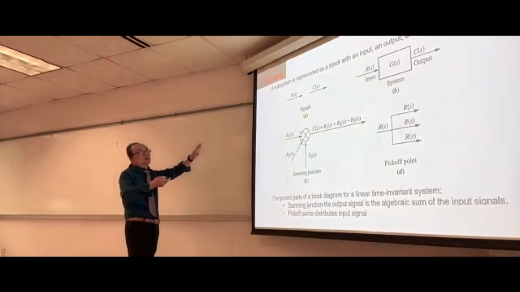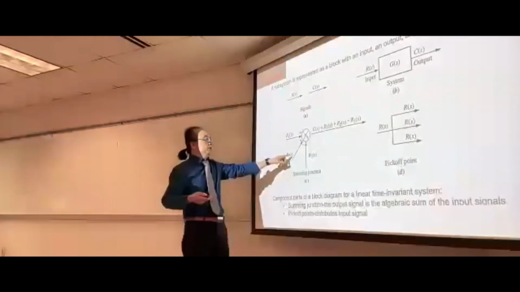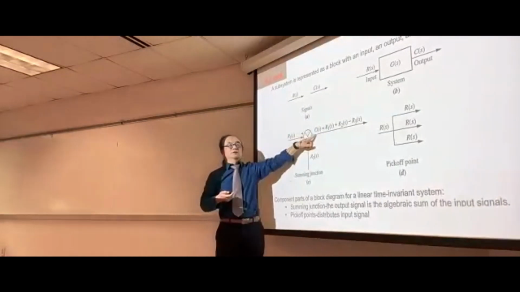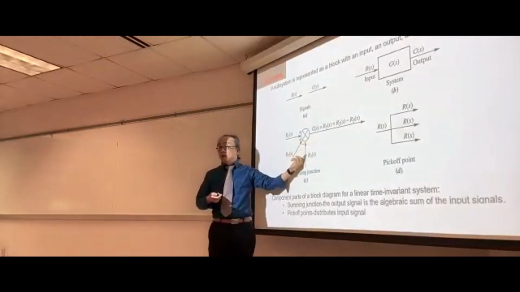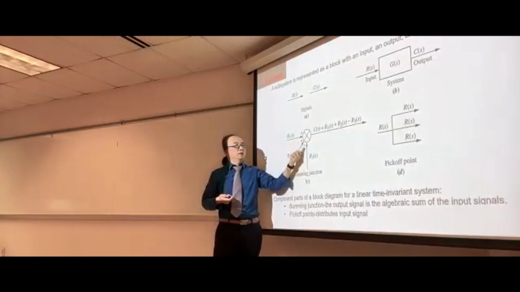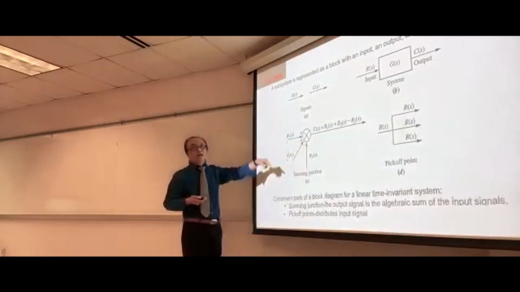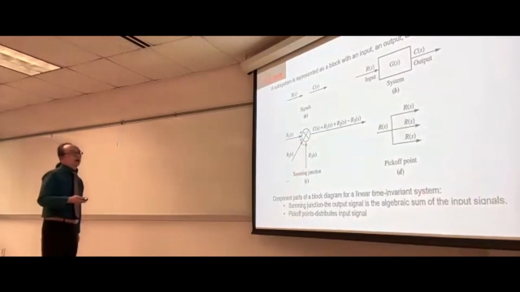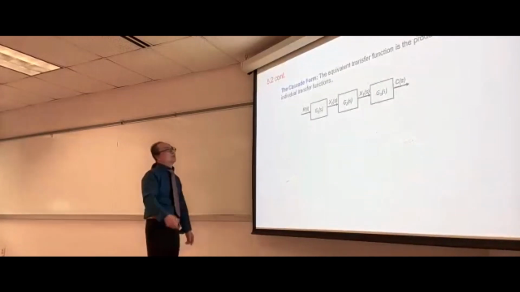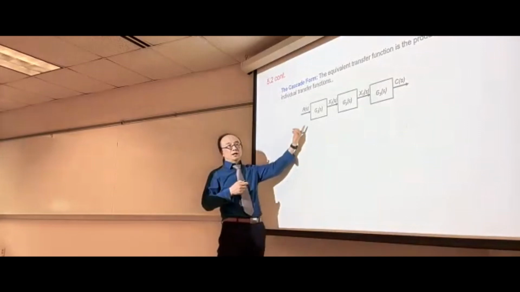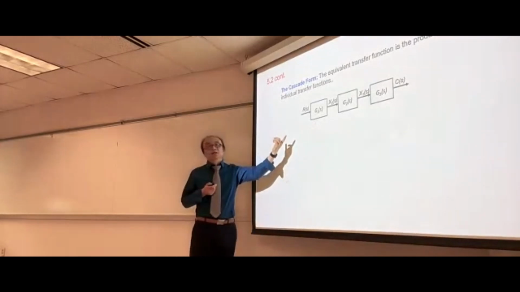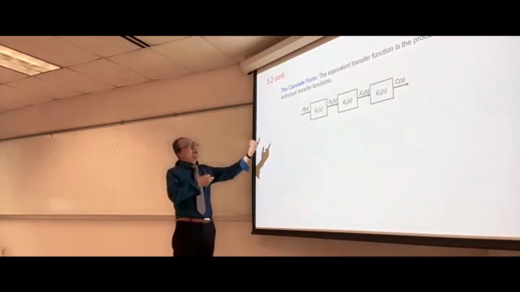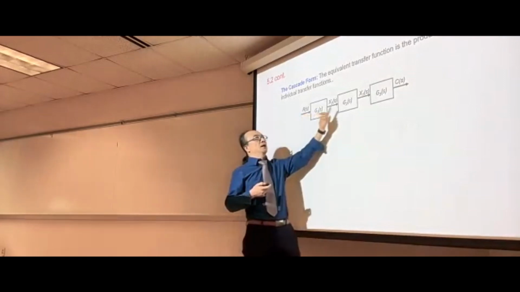The box holds the transfer function, with an input and an output. We have summing junctions, and they can be negative or positive. We need to show the positive or negative sign right next to the arrowheads, and then pick-off points. And then we looked at the cascade form last time. For the cascade form, you just need to multiply them all.